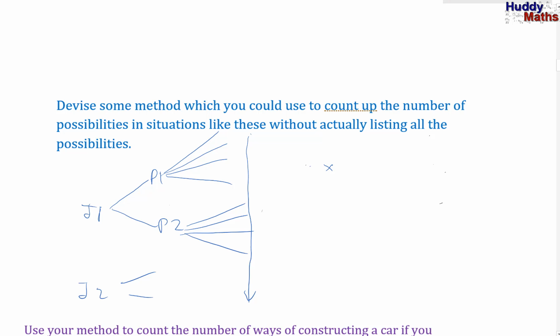We had 3 by 2 by 4. So it looks like using a product for each different category, that's jeans, pairs of shoes, and tops, would work. That looks like that would work.